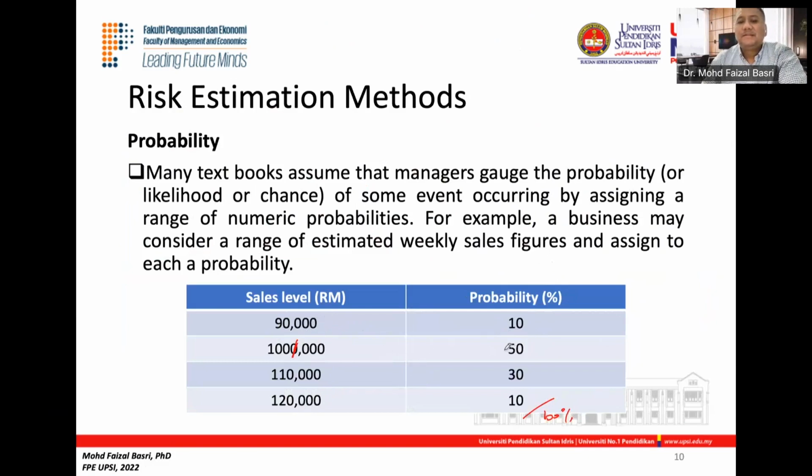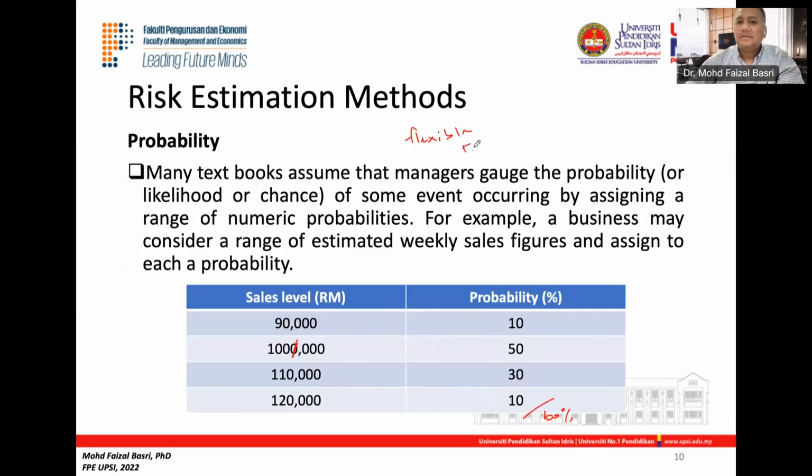So there is a 50% chance the company will achieve 100,000 ringgit. The second most probable will be 110,000 at 30%, and 90,000 and 120,000 will be 10% each. By having these probabilities, you as a business owner can do some risk analysis, because when we talk about sales income, you need to be flexible. Flexible, number one.